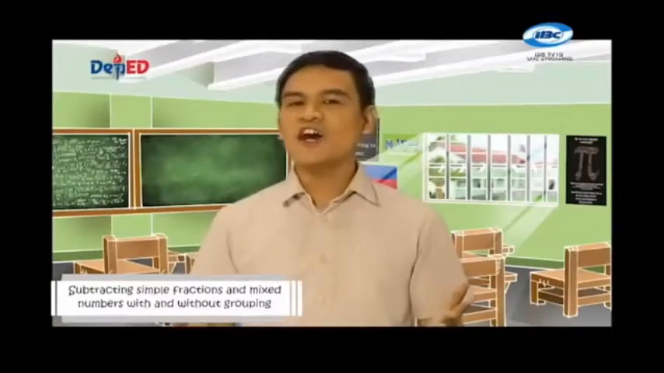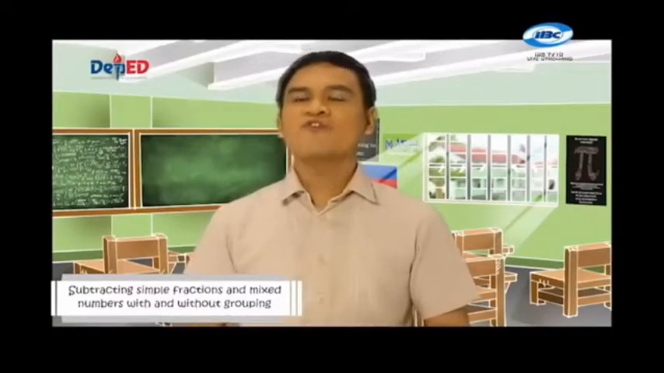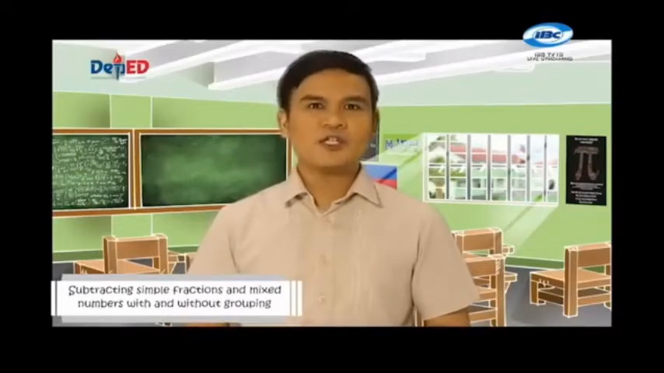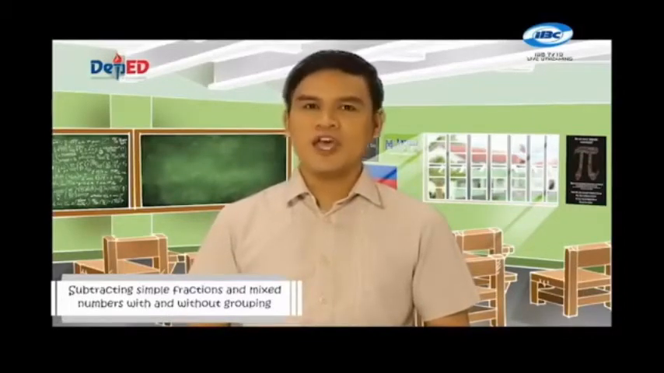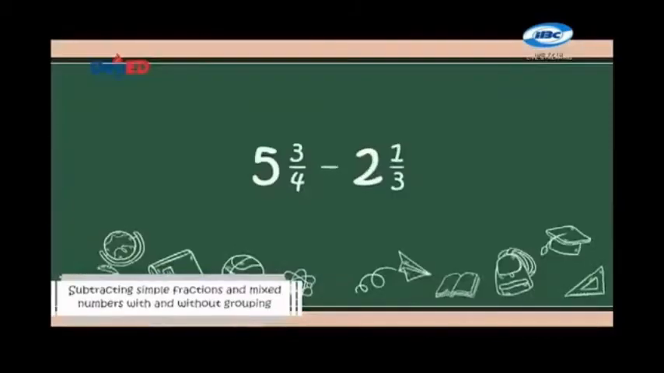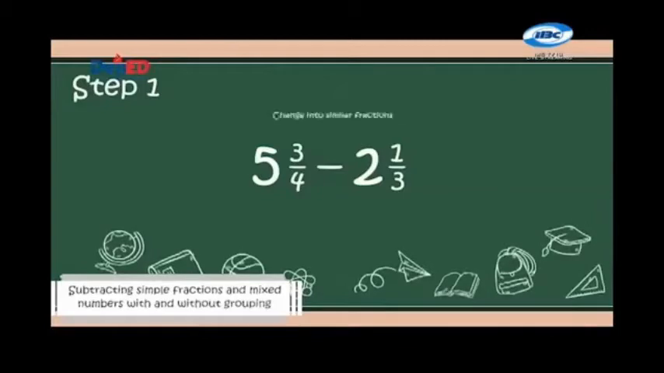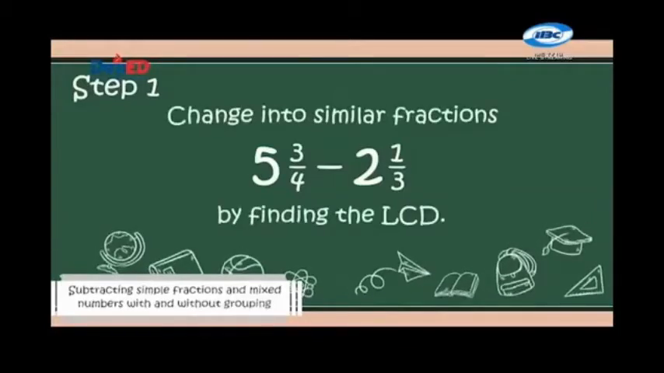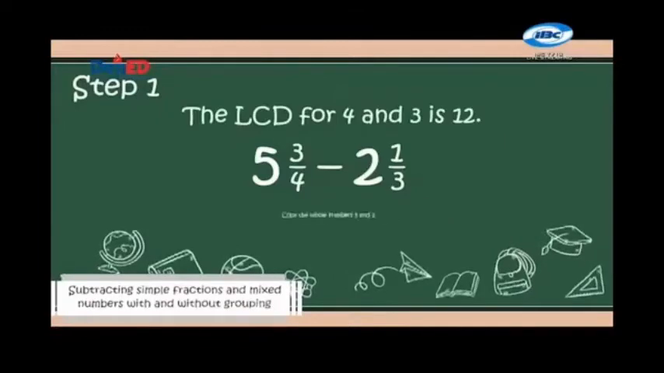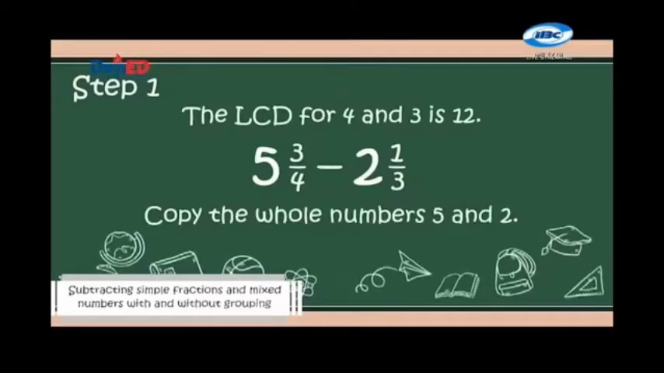Let us try another example. 5 and 3/4 minus 2 and 1/3. Step 1. First, change them to similar fractions by getting their equivalent fractions through the least common denominator or LCD. Let us find the LCD of 4 and 3. Yes, 12 is the LCD of 4 and 3. Copy first the whole numbers 5 and 2.